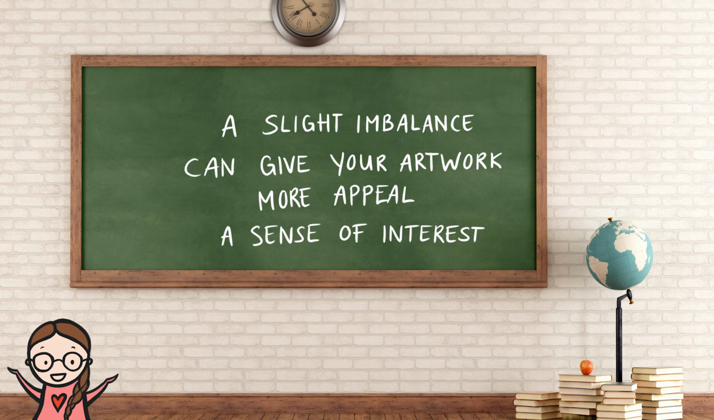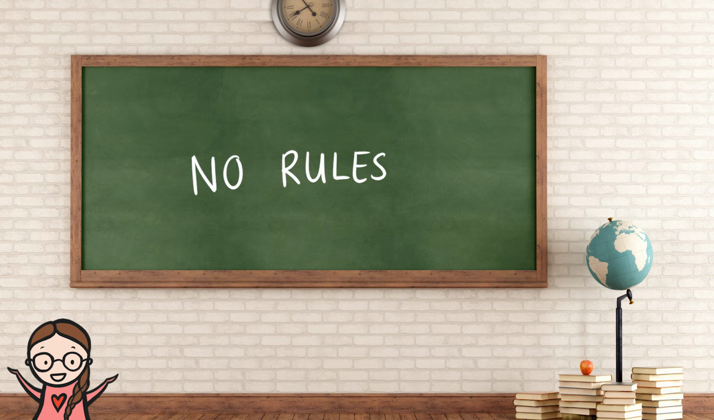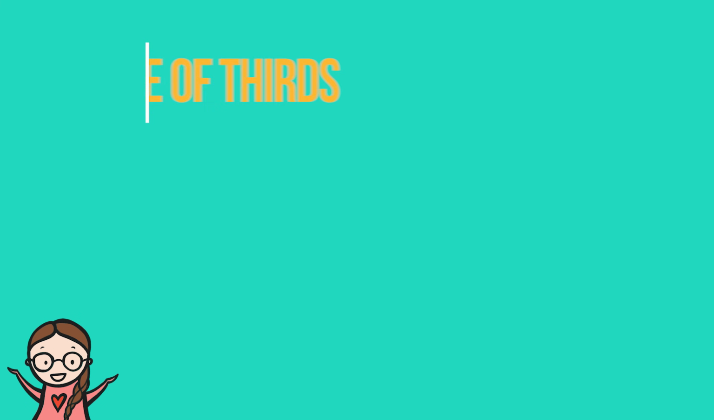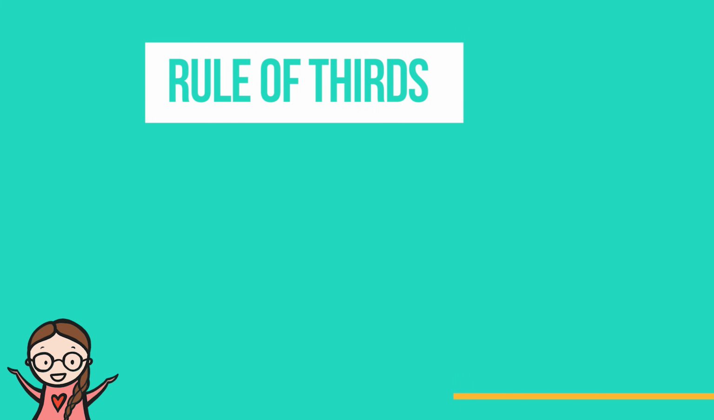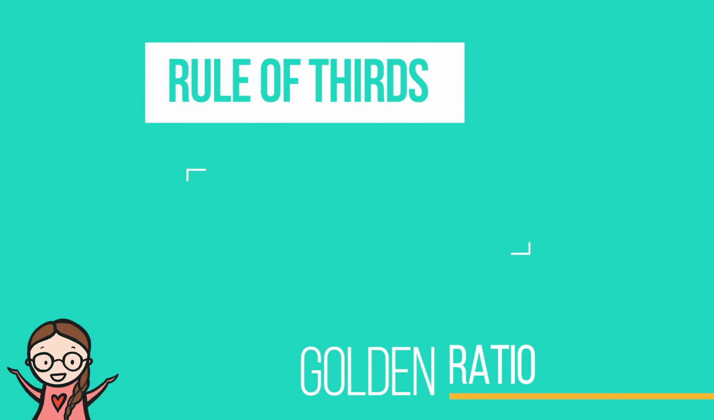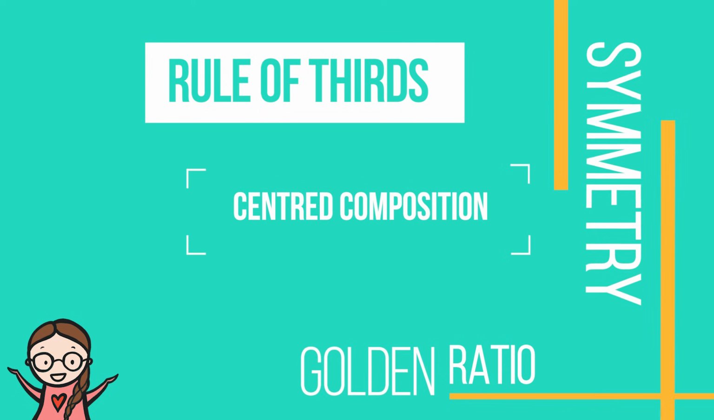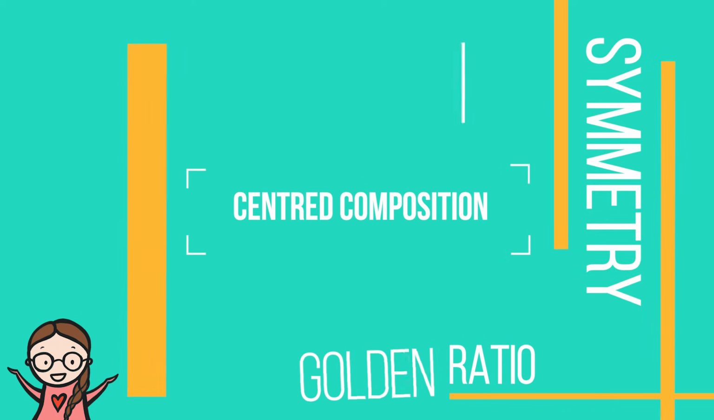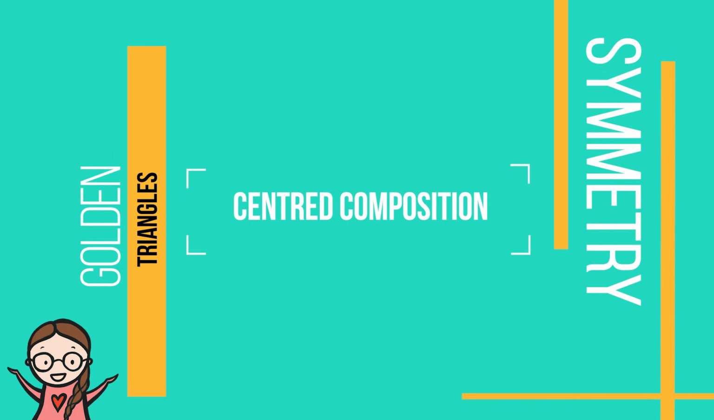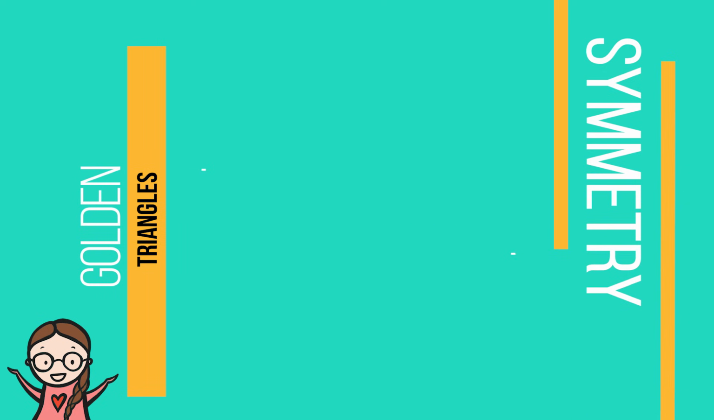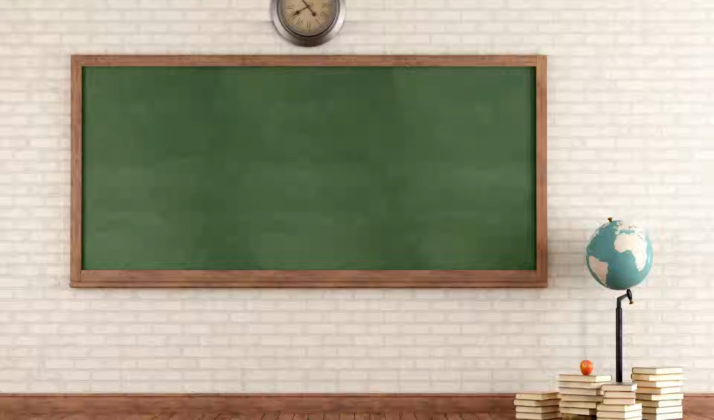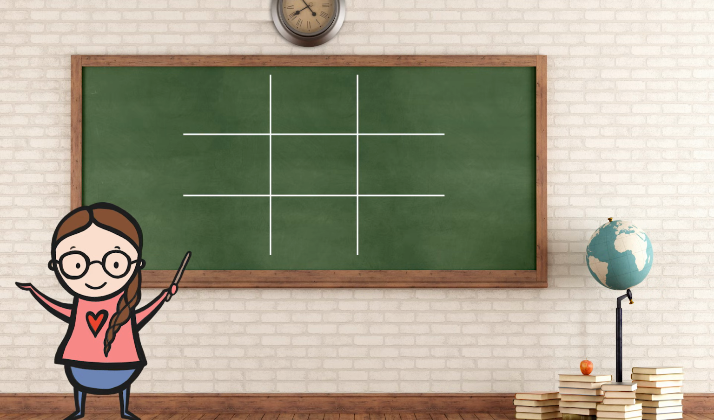There are different rules of construction, though you shouldn't see them as rules, but as guides. These rules or guides include the rule of thirds, the golden ratio, centered composition, symmetry, and golden triangles. These can help you make an image that is pleasing to the eye. Let's start with the rule of thirds. I think you might already know it.